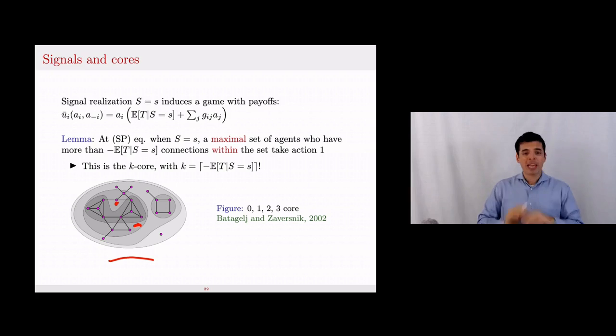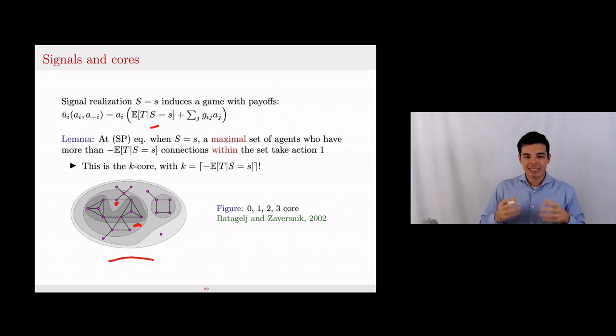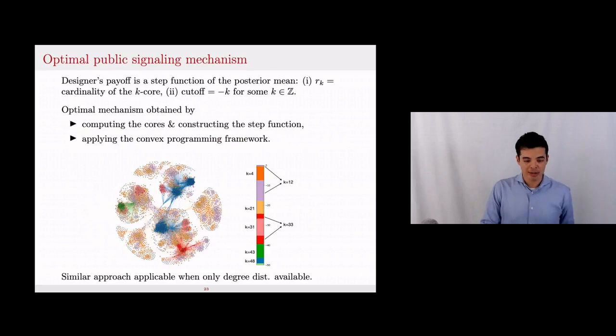Now, the important takeaway from this slide is the following. For any signal realization, the set of agents who take action 1 will constitute a core of the underlying graph. We can understand the set of agents who jointly take action 1 in terms of the network structure. The groups of agents who jointly take action 1 will correspond to different cores of the underlying network.